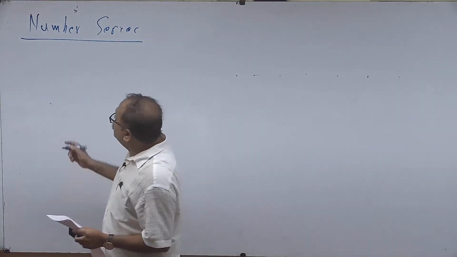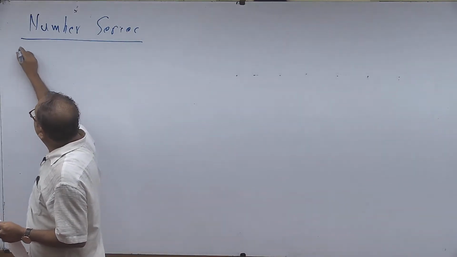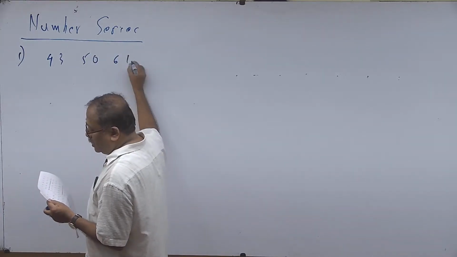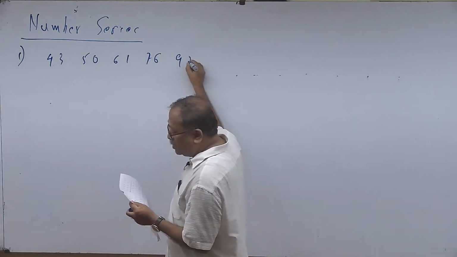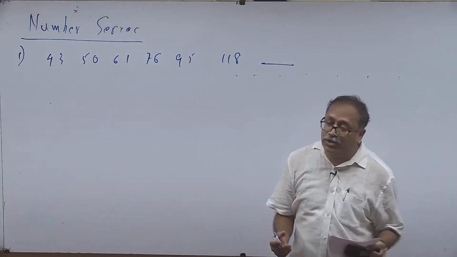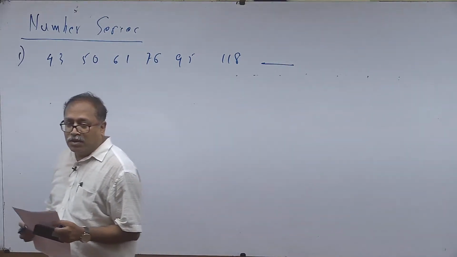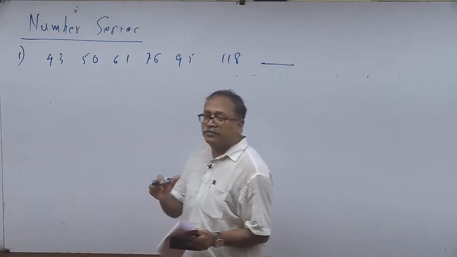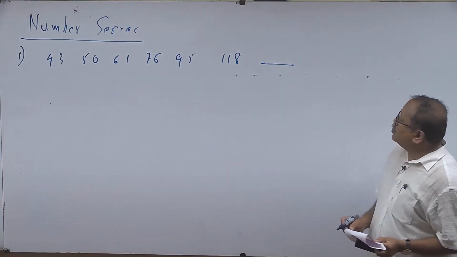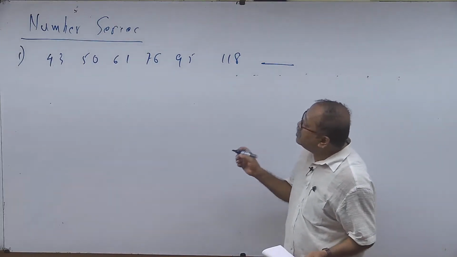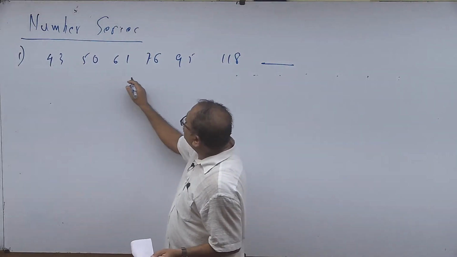For example, if I write question 1, 43 and 50 and 61 and 76 and 95 and 118, what should come next if I follow the same logic? Raviteja, write down. Okay. So what should come next? So what we have to immediately find out is what is happening here.